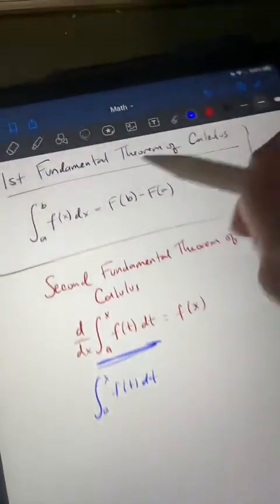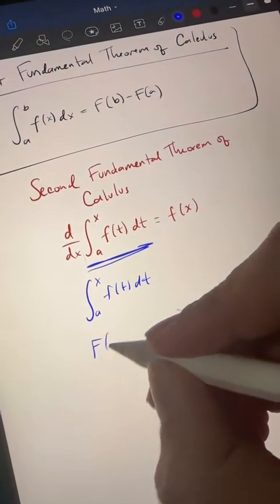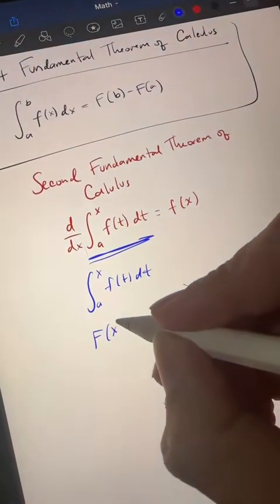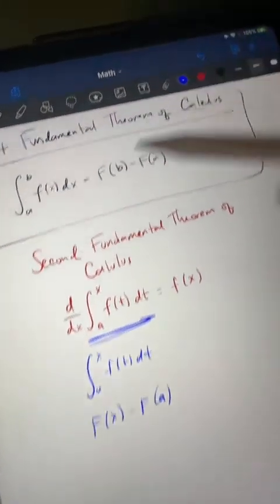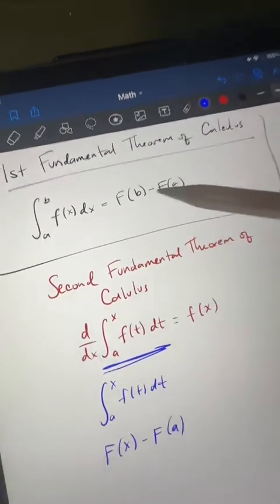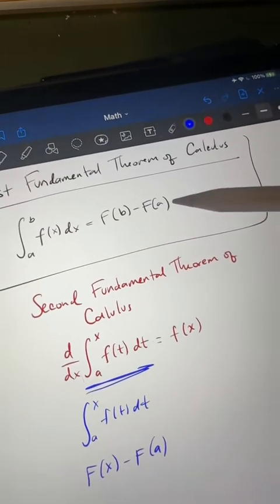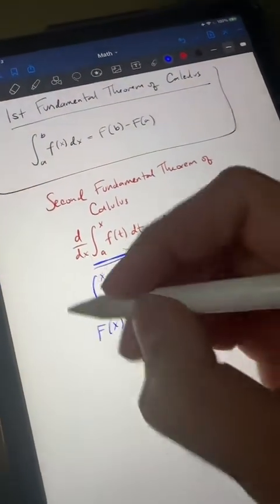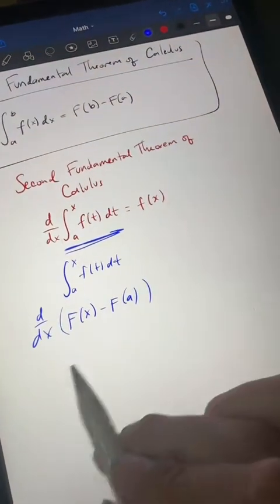And according to the first fundamental theorem of calculus, this is simply equal to the antiderivative at x, which is the upper bound, minus the antiderivative evaluated at a. Again, this is simply the first fundamental theorem of calculus, where you take the antiderivative evaluated at the upper bound minus the antiderivative evaluated at the lower bound. So here we are. Now we just have to take the derivative in this case. So we're taking the derivative of this function here.